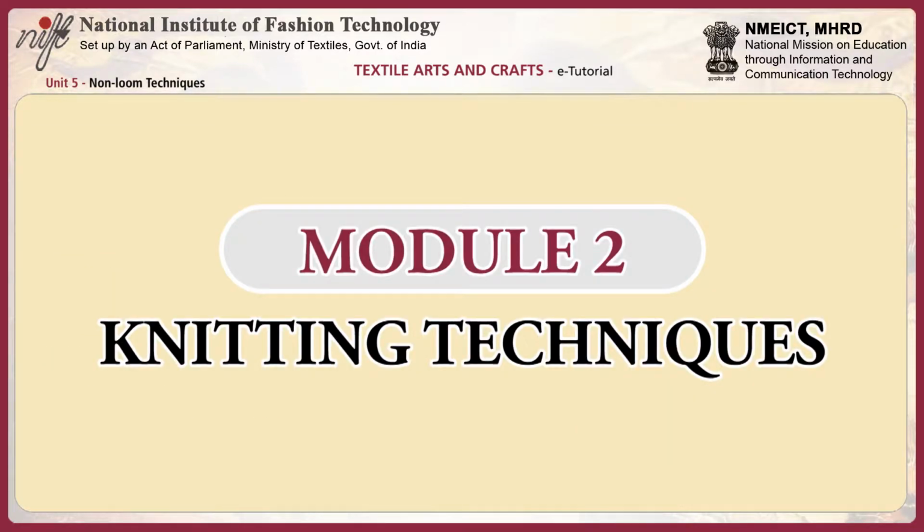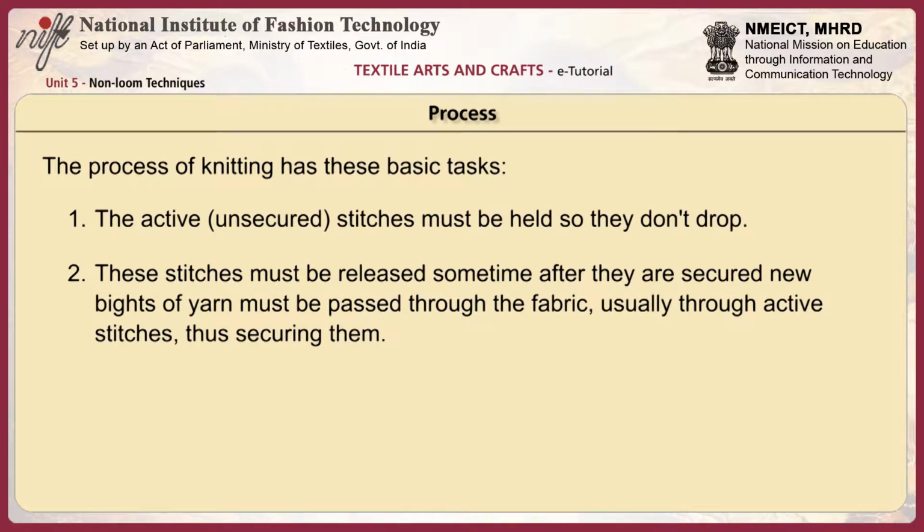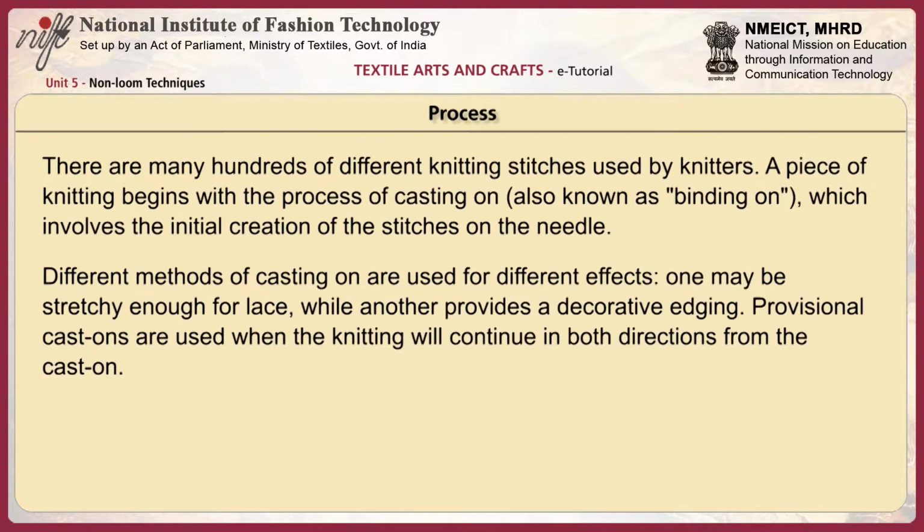Module 2: Knitting Techniques. The process of knitting has the following basic tasks. First, the active stitches must be held so they don't drop. Second, these stitches must be released sometime after they are secured. New lengths of yarn must be passed through the fabric, usually through active stitches, thus securing them. There are many hundreds of different knitting stitches used by knitters.